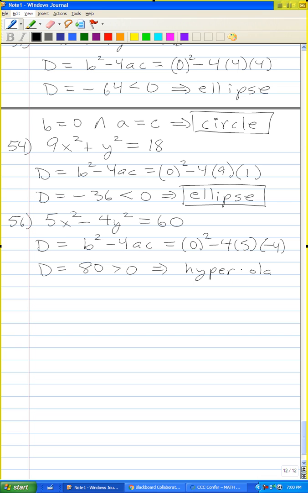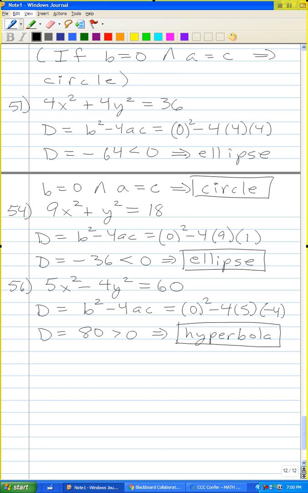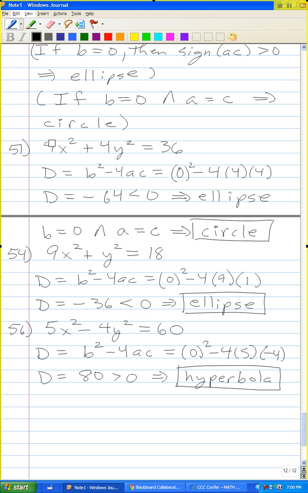Notice we have the following. Since the numbers in front of x squared and y squared are the same, circle. Since the numbers in front of x squared and y squared have the same sign, ellipse. Since the numbers in front of x squared and y squared have different signs, it's a hyperbola.